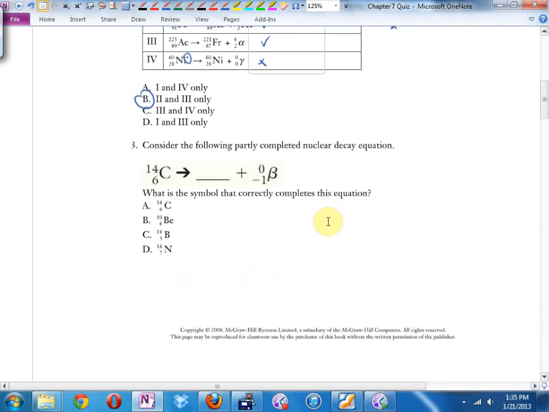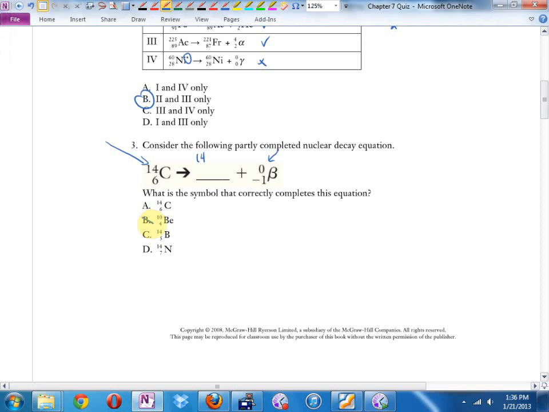Number 3 says, consider the following partly completed nuclear decay equation. I'm going to give you some nuclear decay equations to complete, to fill in the blanks. How do you fill in the blanks? The top has to balance. So how much mass are we starting out with at the very beginning here, Dylan, my friend? How much mass must I have at the end then? 14. So if this has a mass of 0, this better have a mass of 14, which means B has to be wrong. It's got a mass of 10.